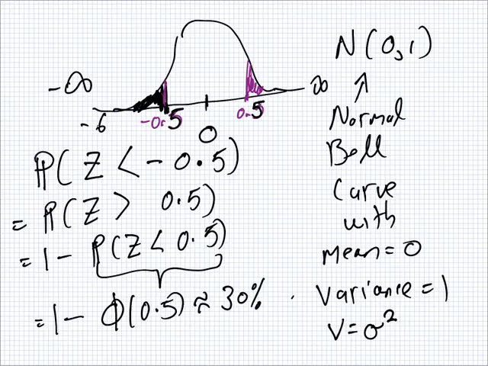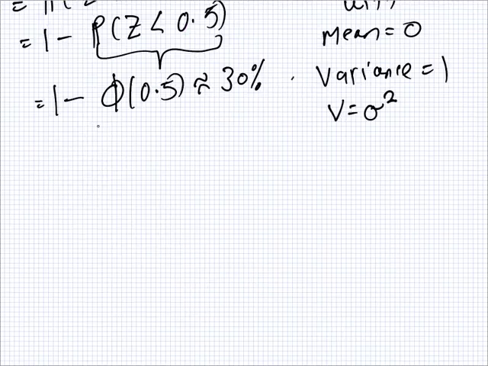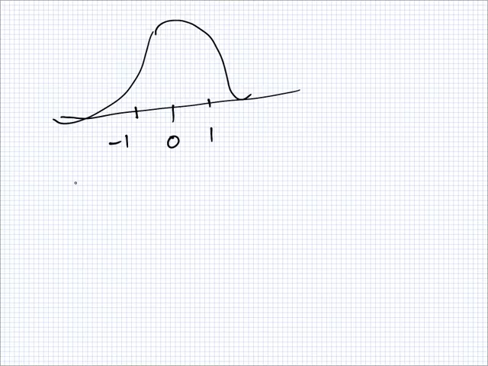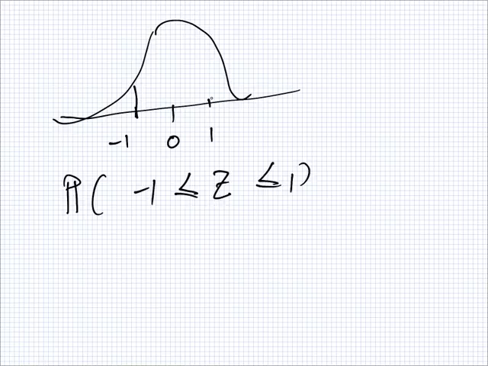Okay, can we go to a little bit more of a difficult one? Try this one for me. Here is my histogram, and here is 0, here is minus 1, and here is 1. I want the probability that z will be between minus 1 and 1. In other words, I want this area on my histogram. I'll give you a minute to think about that.